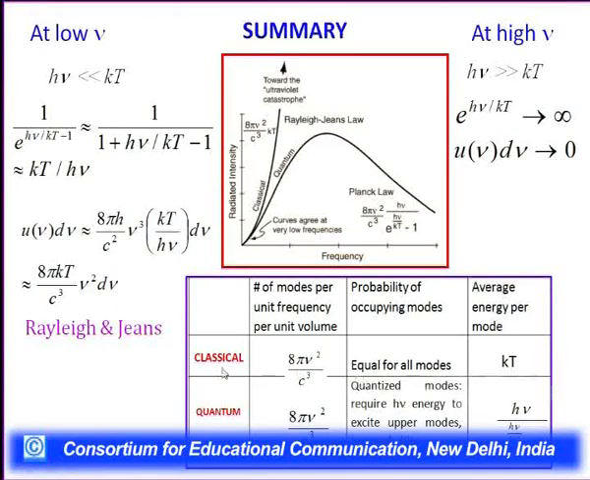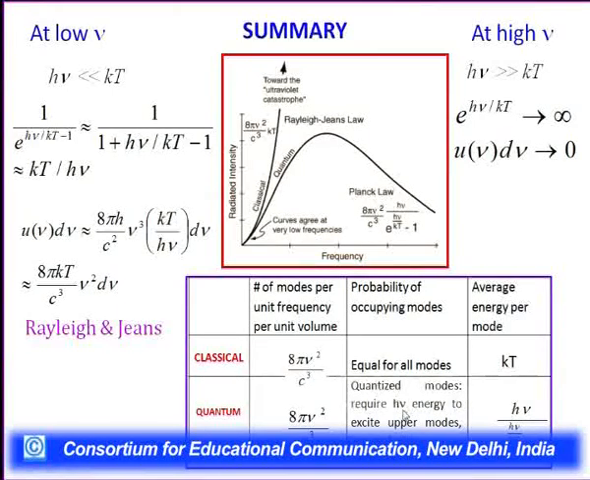This is a graph which defines the classical aspect and the quantum aspect, where the probability of occupying modes is defined, where the average energy per mode is defined. If we come to the classical, then the value is 8 pi nu square by c cube, and similarly here in the quantum, 8 pi nu cube divided by c cube, equal for all modes. But here in the quantum, quantized modes require h nu energy.